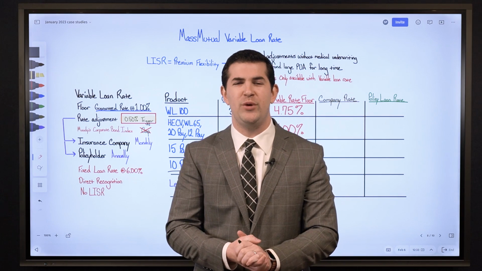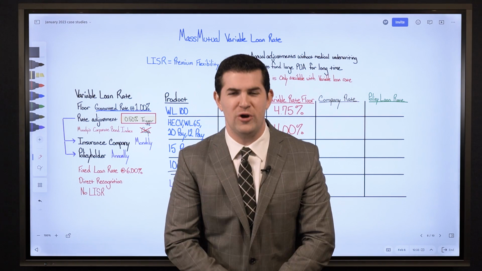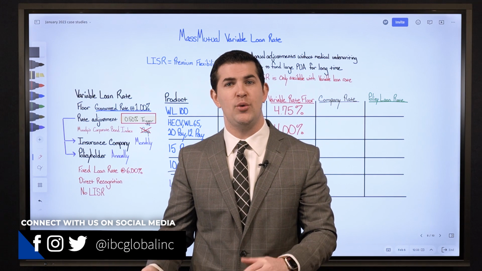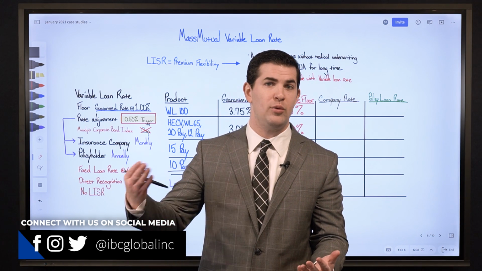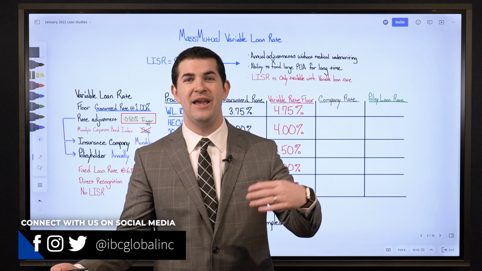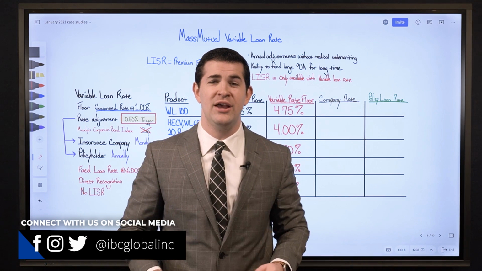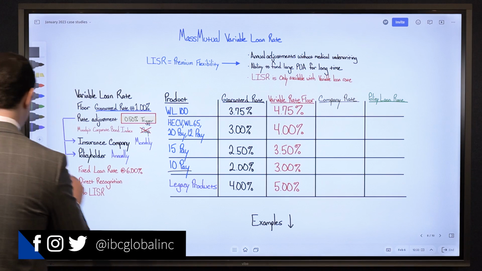In today's video, we are going to discuss MassMutual's variable loan interest rate. We're going to talk about how it works, then how it affects you as a policyholder, A, when starting a policy, and then B, after you already have a policy in force. We're going to look at a couple examples. So let's get on into it and have some fun, shall we?